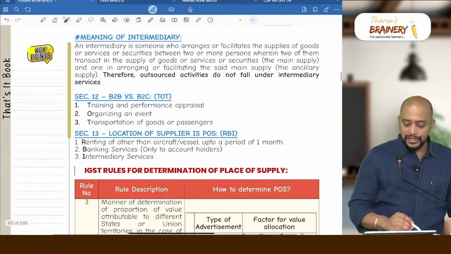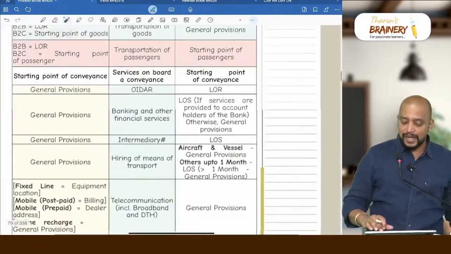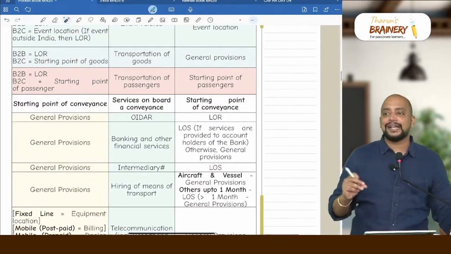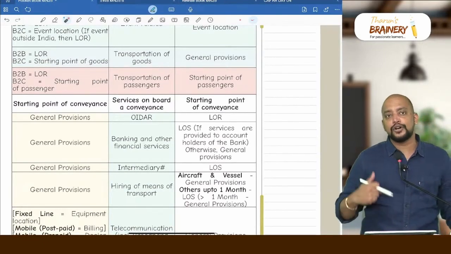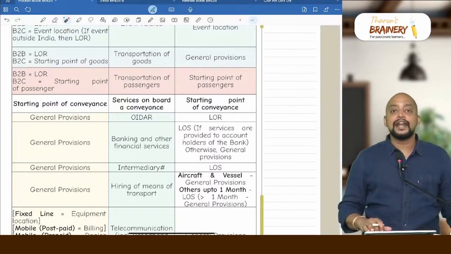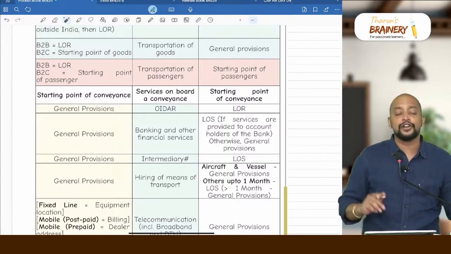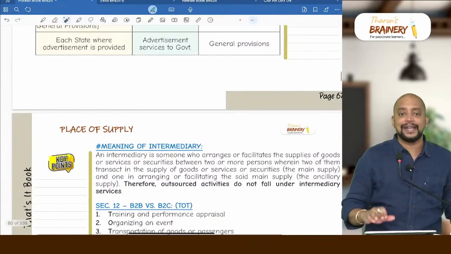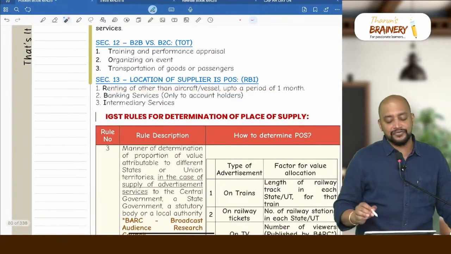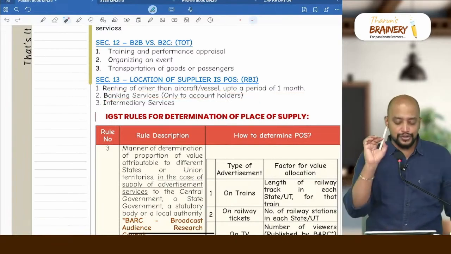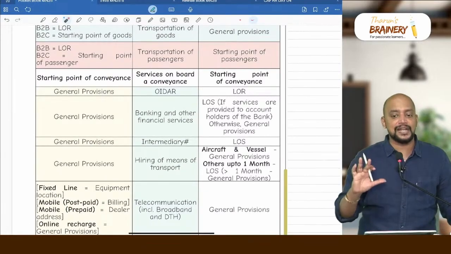And thereafter, location of supplier will be taken as place of supply under section 13 in 3 places. What is that? That is RBI. R for renting of motor vehicle other than aircraft or vessel up to a period of 1 month. B for banking services only to account holders, and I for intermediary services. These 3 places only we have location of supplier as the place of supply.